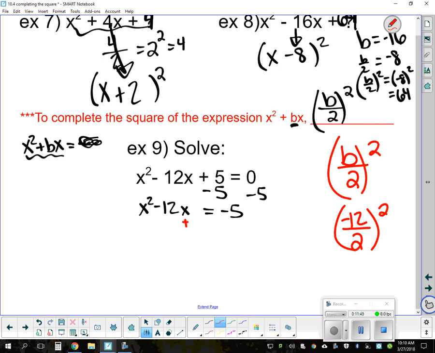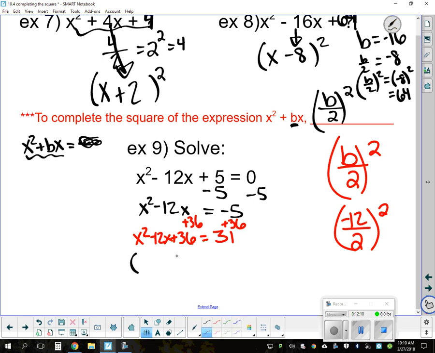So we need to add 36, which is what this is equal to, but whatever you do on one side, you do to the other. So now we have x squared minus 12x plus 36 equals 31. At this point, we need to do the second half of completing the square, which is where we write it as a perfect square trinomial. Not a perfect square trinomial. That is your perfect square trinomial. Now we want to write it as the perfect square binomial.